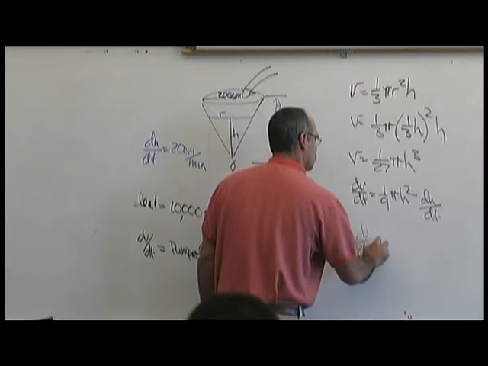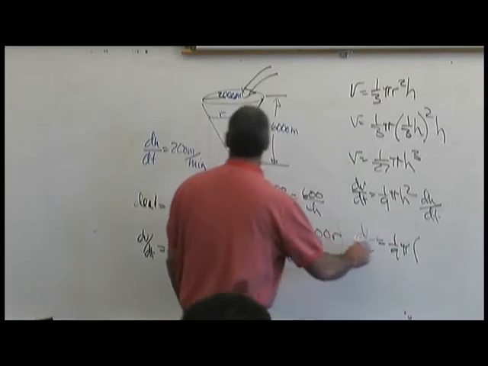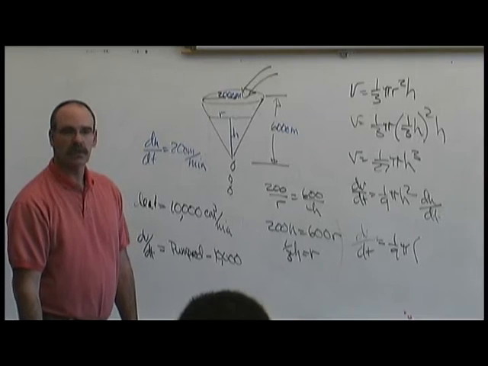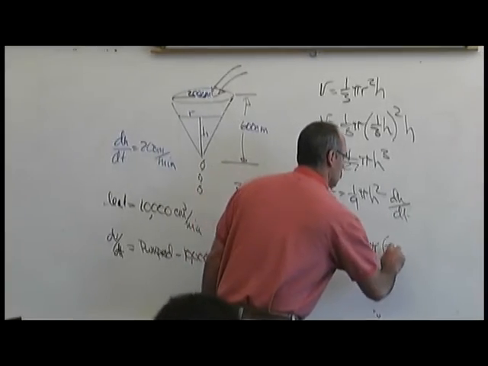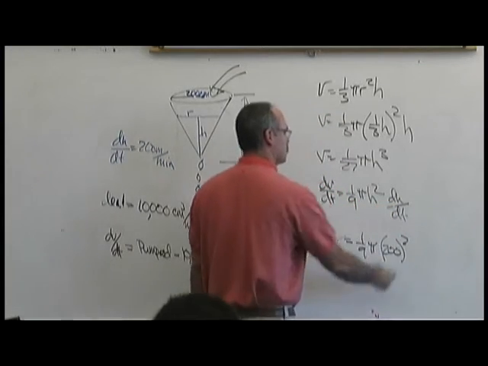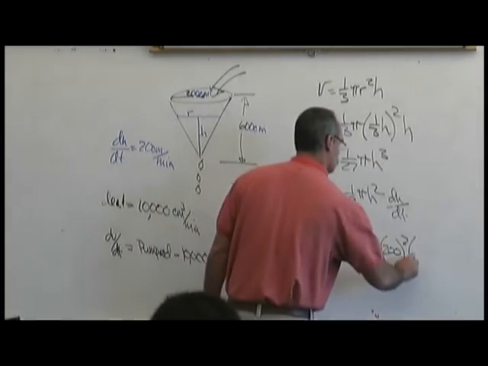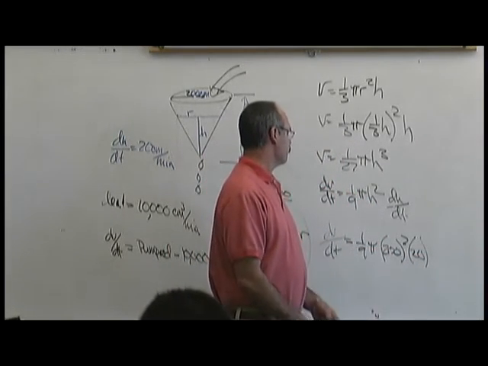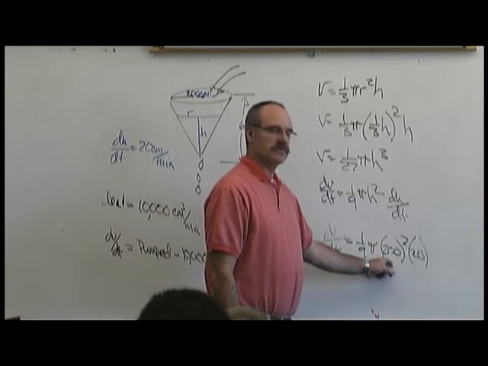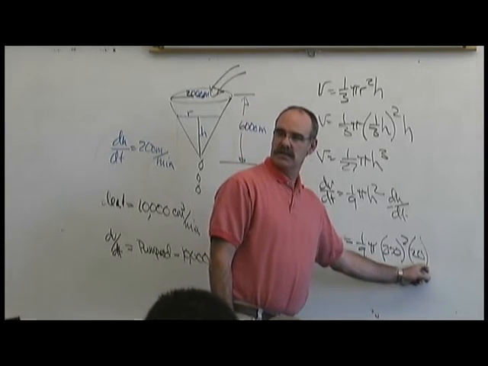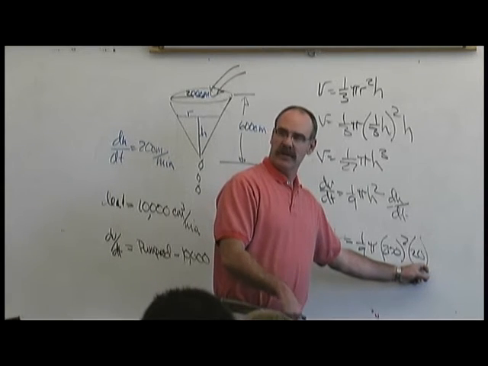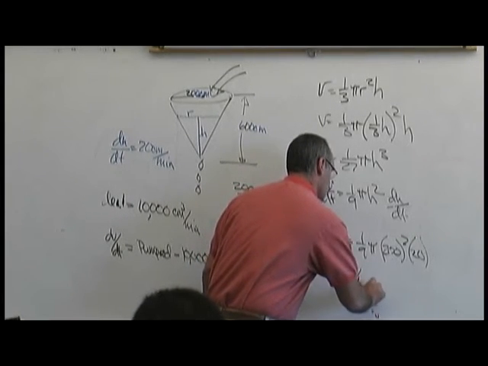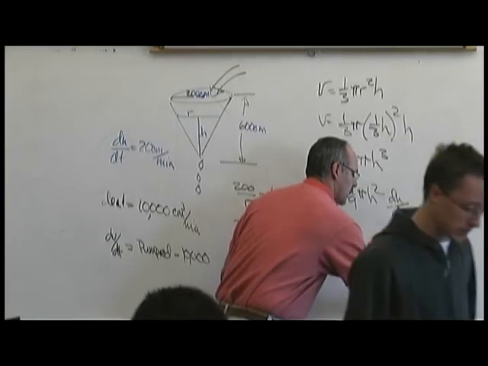dV/dt is equal to 1/9 pi times h squared times dh/dt. H is what? And at what instant were we trying to find it? When h was 200 centimeters? 200 squared times dh/dt, which was 20 centimeters. Help me out here, calculator work. 200 squared is 40,000 times 20 is 80,000? I'm off by a 0. 800,000 pi over 9. 800,000 pi divided by 9.